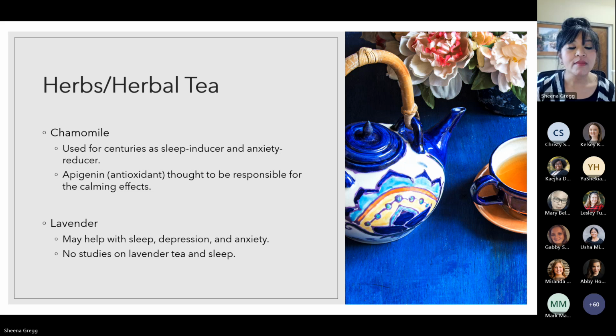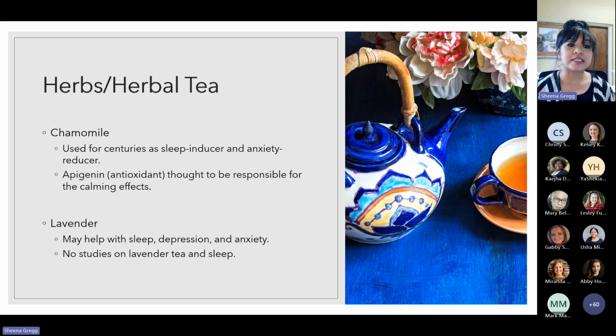When we think about herbs and herbal tea, we've all seen our sleepy time tea with the bear that has its little cup of tea in its PJs in the recliner. Chamomile in particular has been used for centuries as a sleep inducer and anxiety reducer. Apigenin, which is an antioxidant found in chamomile, is thought to be responsible for the calming effects.